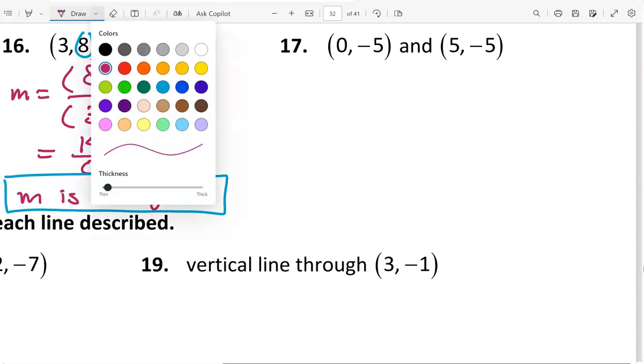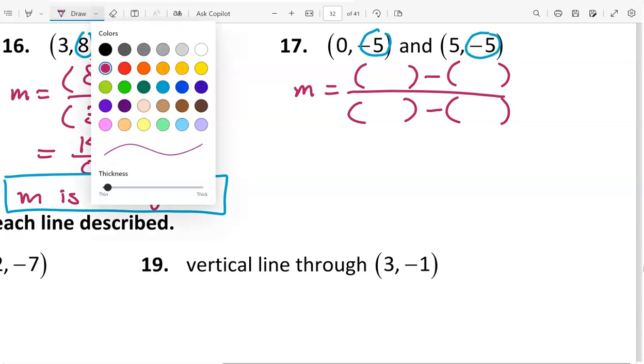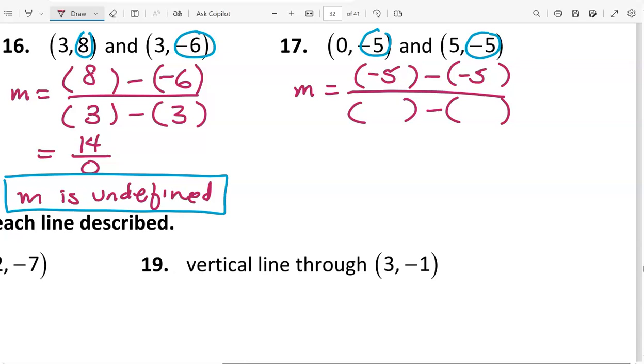For our next slope, again, I'm going to start with the slope template, y2 minus y1 divided by x2 minus x1, but we don't have to write that formula necessarily. On the top, just remember you are subtracting the y's, so I'm going to put a negative 5 in both of those parentheses. And then on the bottom, 0 minus 5, subtract those x's. So on the top, -5 minus -5 is -5 plus 5, which is 0. In the denominator of the fraction, 0 minus 5 is -5, and 0 divided by -5 is 0.